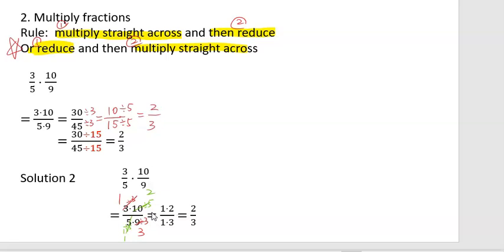And this 1 comes from 5. So 5 reduced to 1, and 9 is reduced to 3. Now, after we reduce all the numbers, I'm going to multiply 1 and 2 to get 2, 1 times 3 is 3, and you can see we get the same answer. And this way, we don't have to deal with big numbers like 30 over 45 to figure out what they have in common. I just need to look at a 3 and a 9, what they have in common, 5 and 10, what they have in common. So the second way is relatively easier.